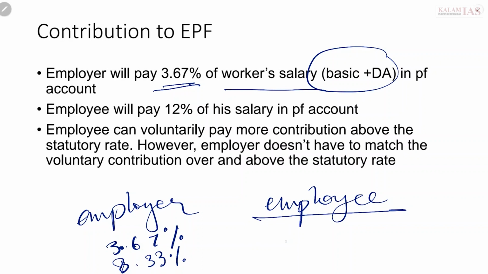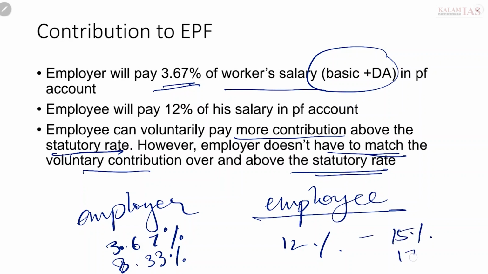The employee contributes 12% of salary in the PF account. The employee can voluntarily pay more contribution above the statutory rate also. However, the employer does not have to match the voluntary contribution over and above the statutory rate. So the employee can pay 15%, 17% also, but that is not binding on the employer. The employer has the statutory upper limit of 12% total set.